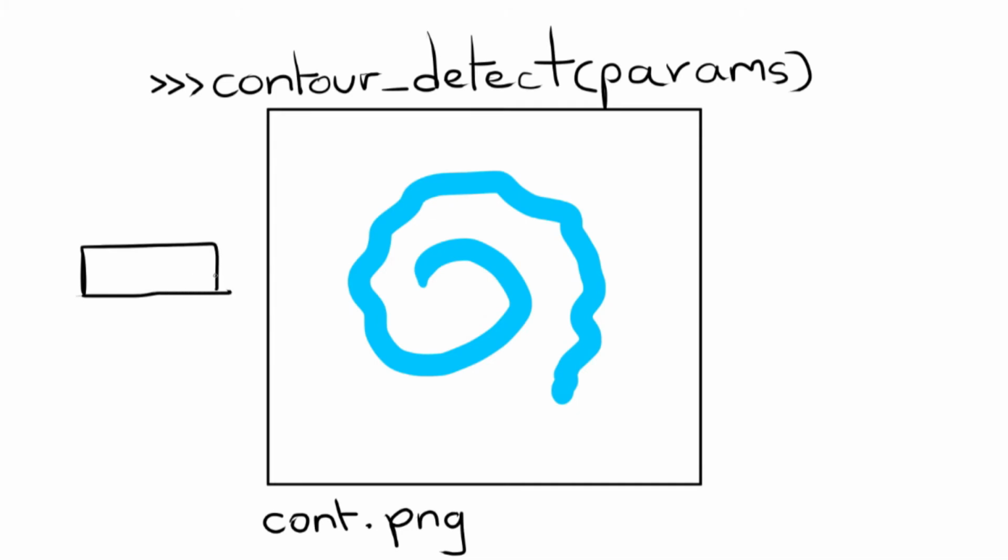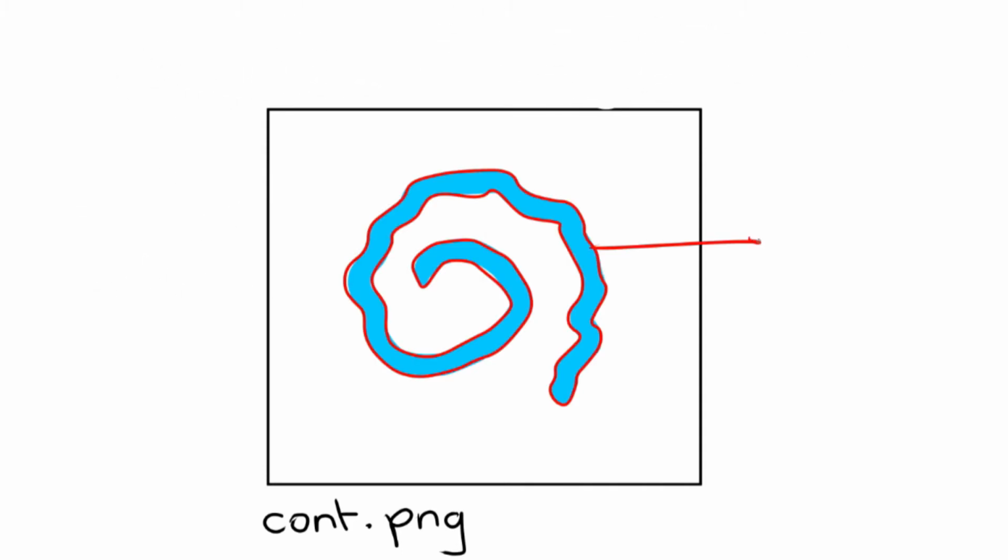Now let's take this image. It's of a blue curve with some kind of thickness. Now if we run our contour detection program on it, we'd get the boundary of this blue curve, which I've marked here in red.